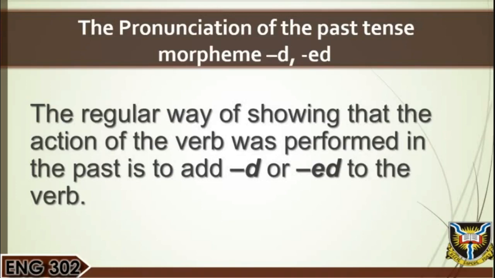D: after verbs that end with voiced sounds, e.g., rub plus ed is pronounced rubbed. The last sound of rub is B, so ed should be pronounced as D. D: after all vowels, because all vowels are automatically voiced in English, e.g., star plus ed, starred. The last sound of star is a vowel sound, so ed should be pronounced as D.